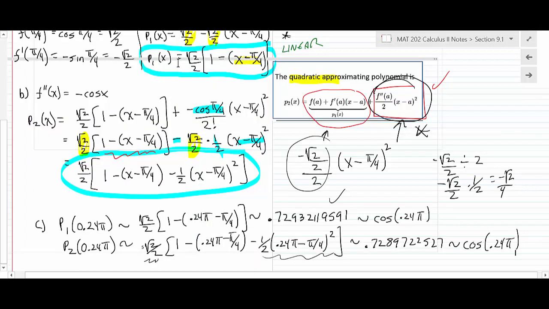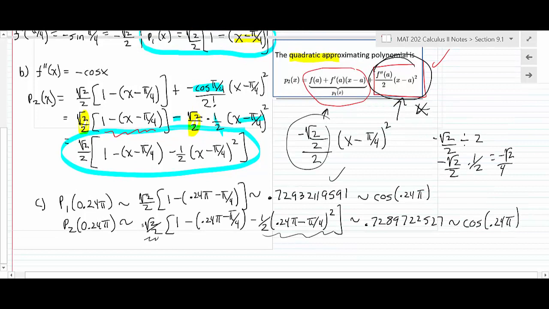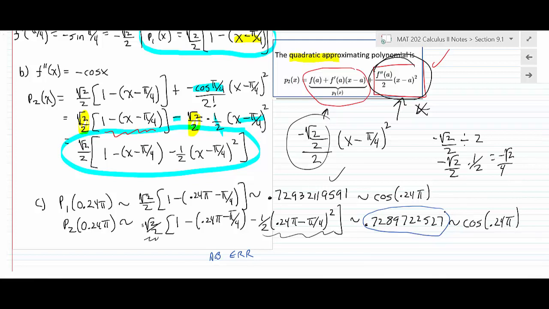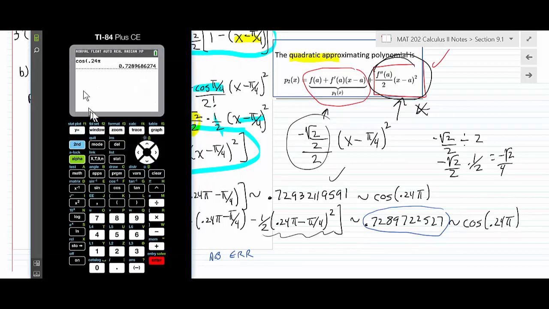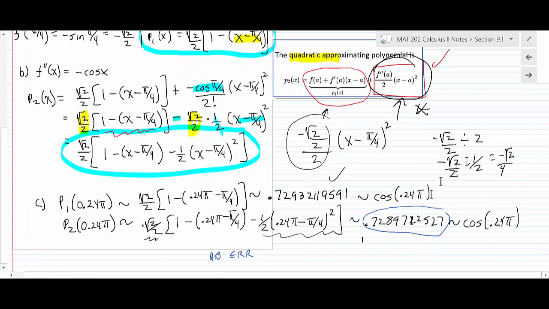Okay, that's the idea. Another thing I could have you do is find the absolute error. If I said, what's the absolute error between the quadratic approximation and the cosine of 0.24 pi, what would you do? You would just take whatever comes out on your calculator, take this value right here, and then subtract off that value there. That would give you how close they are. That's what the error is.